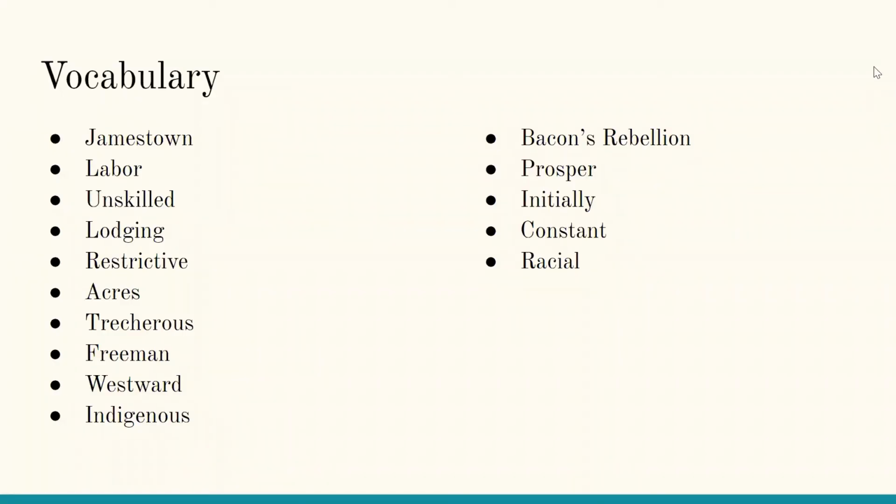So here are some of the words that I want you to keep in your mind as we're going through the reading. Jamestown. What do you think that is? What does that sound like? Labor. Unskilled. Lodging. Restrictive. Acres. Treacherous. Freeman. Westward. Indigenous. Bacon's Rebellion. Prosper. Initially. Constant. And racial.